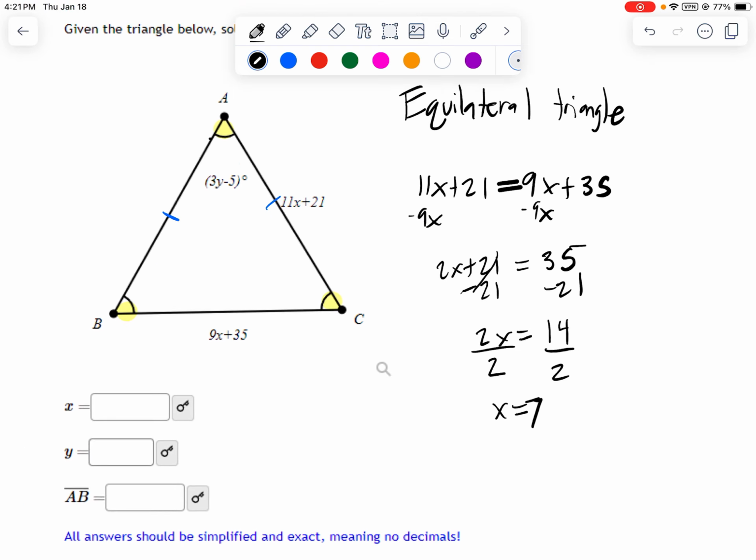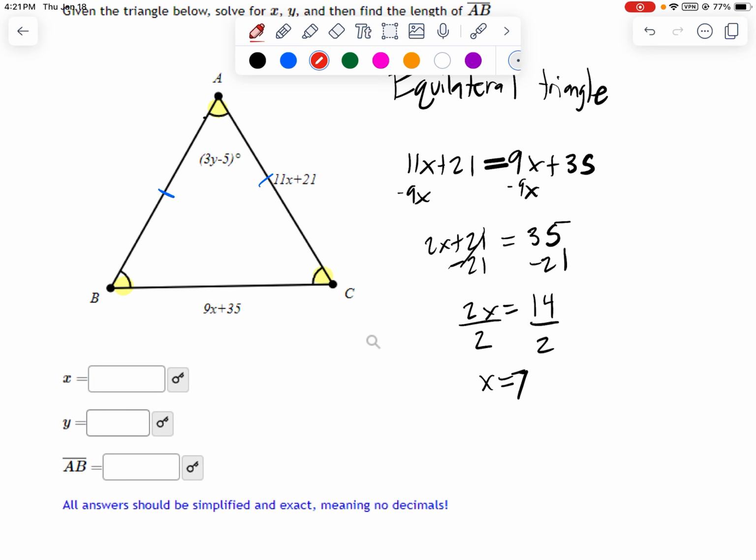Now, normally you'd want to double check to make sure the side lengths actually work, so you'd plug 7 in. Then you would get 7 times 11, which is 77, plus 21, which gives you 98. 98 is a positive number, so that works out. Then you have 9 times 7, 63, plus 35, also 98. Positive number works. And it should also be 98 because it's an equilateral triangle, which means if those two sides are 98, your third side is also guaranteed to be 98.